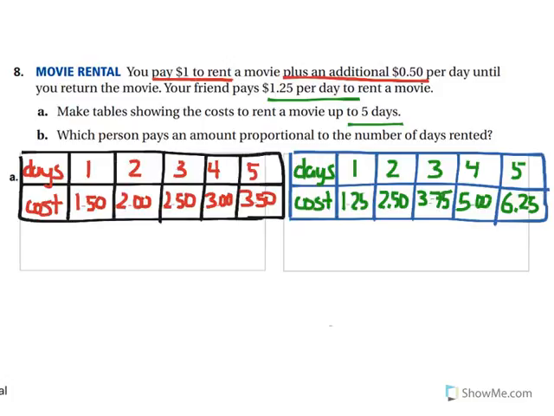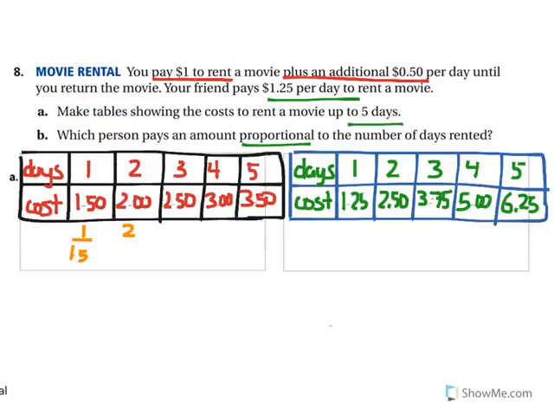So, part B. It then says which person pays an amount proportional to the number of days rented. Okay, well, let's take a look. As we've discussed before, in order to do this, our ratios need to be the same going all the way across the table. So I'm even going to make this obnoxious and just do it with decimals just to make it easier for you. So for here we have 1 over 1.5.